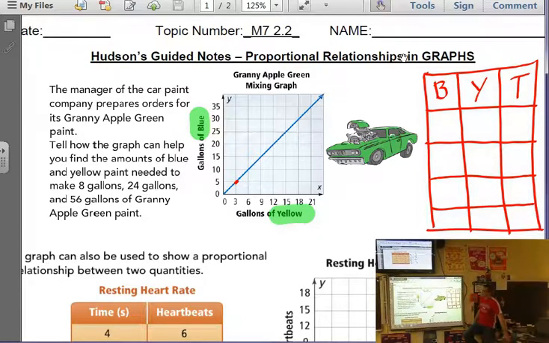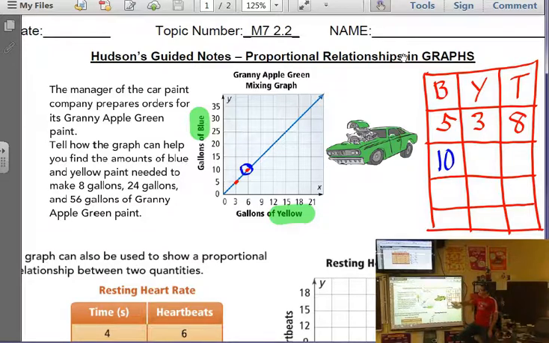Ashley, how many gallons of blue do I get? That point that I put a red dot on. 5, right? Because I go across my graph to the y-axis. I get 5 gallons of blue paint. How many gallons of yellow paint? 3, which means how many total gallons would I get? 8.